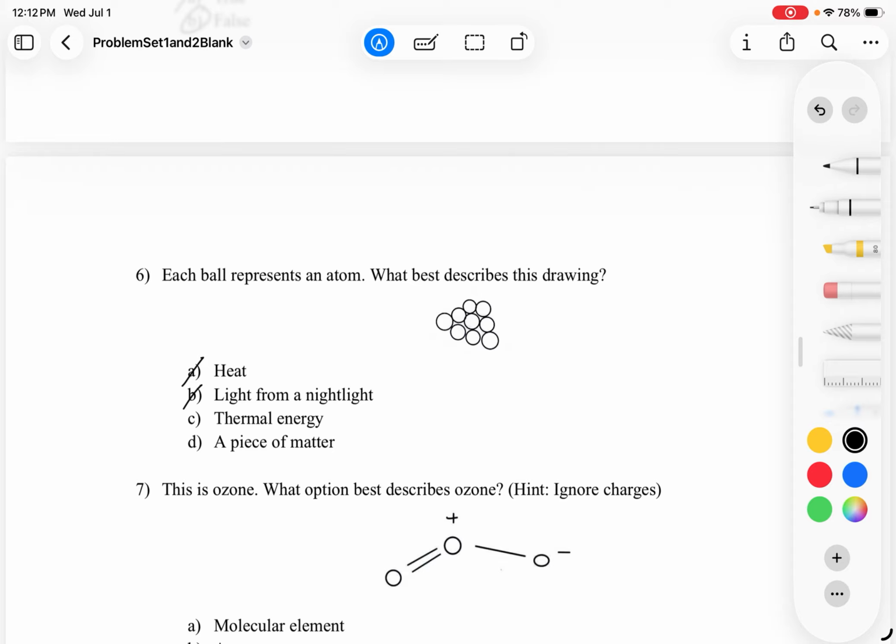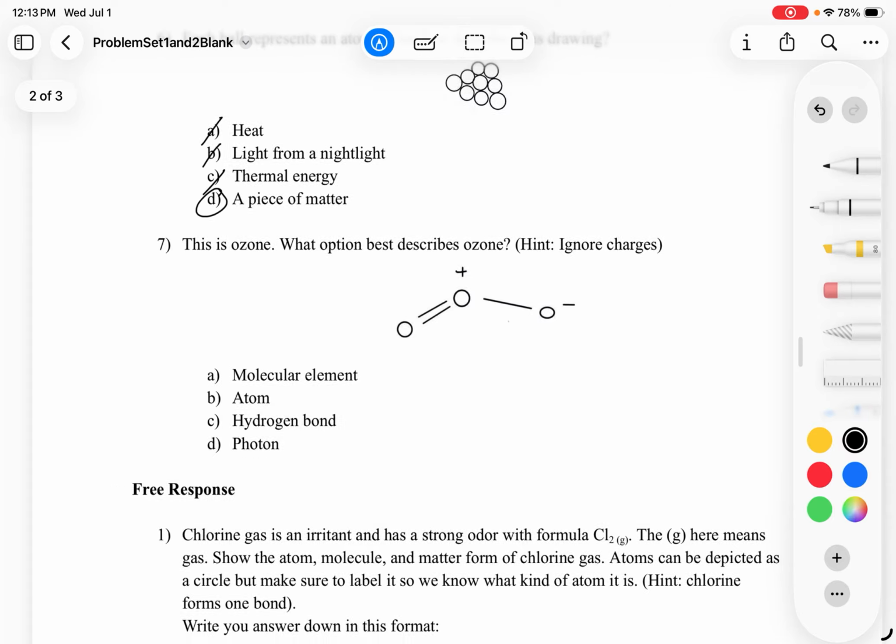Thermal energy. Again, thermal energy is another type of energy, right? A piece of matter. Yes. So the other options do not consist of atoms, but matter, remember in lecture, matter does consist of atoms. Let's go to number 7.